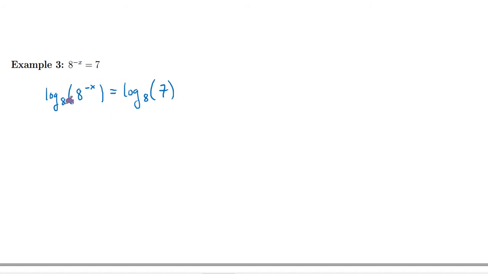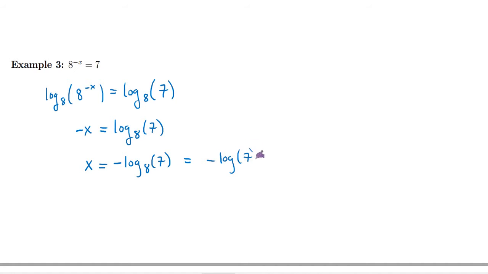Okay, and these are inverses, so I'm going to get the exponent of negative x, and it's equal to this. So then that means x is the negative of this, so negative of this answer. And if you wanted to figure this out using your calculator, you would probably type in negative log 7 over log 8, the base here. And this will be approximately negative 0.9358.